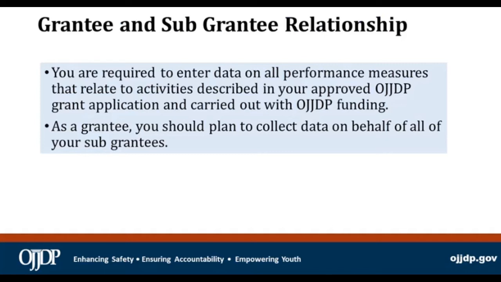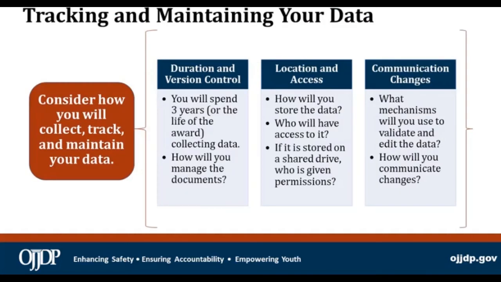You are required to enter data on all performance measures that relate to activities described in your approved OJJDP grant application and carried out with OJJDP funding. As a grantee, you should plan to collect data on behalf of all of your subgrantees. Some things to think about as you plan to collect and track data include timelines and resources. After all, this can be a lengthy data collection period, as noted in your solicitation.